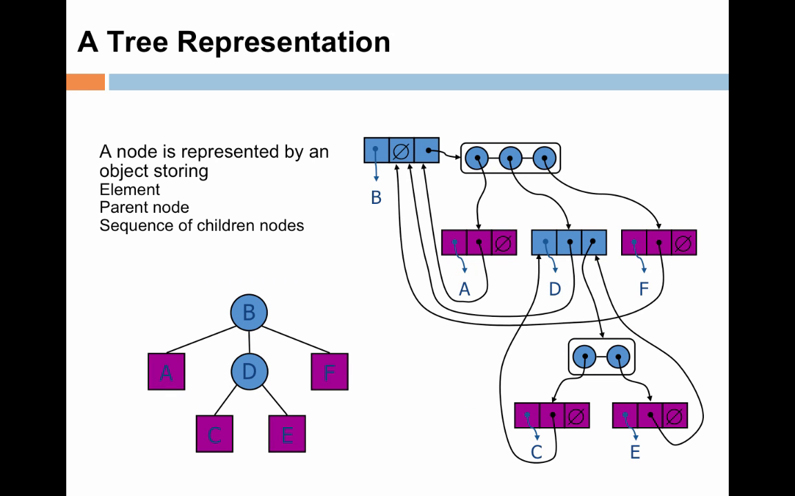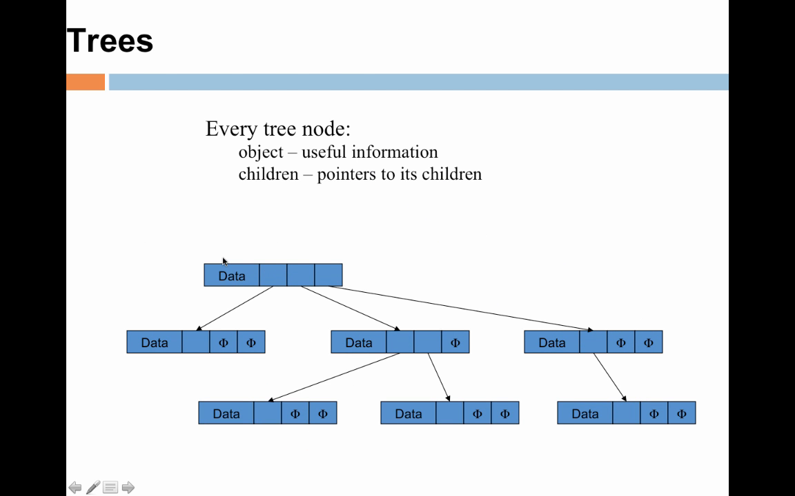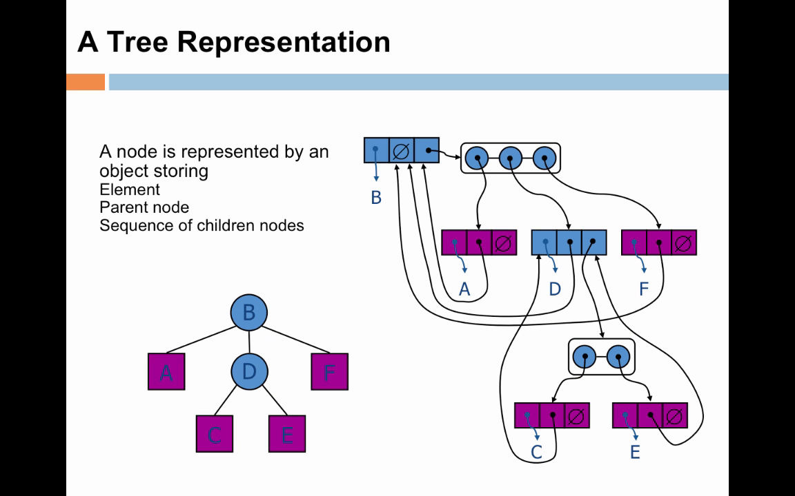Here is a tree representation, which is just a slightly more elaborate way of representing the picture in this particular slide. So every node in the tree is represented by an object. The object stores an element. The element is a value. In this case, B is a value, A is a value, D is a value, F is a value, E is a value, and so on.